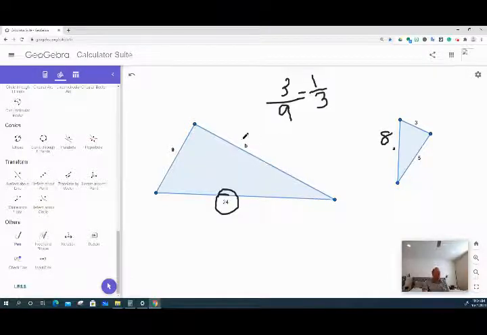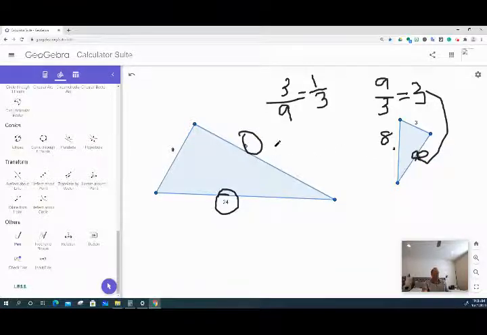So now let's look at B. Well, B is going from this triangle to this triangle. So I start at 3 and I finish at 9. So my ratio is 3. So in other words, 3 times this side length gives me this side length. So 3 times 5 would be 15.